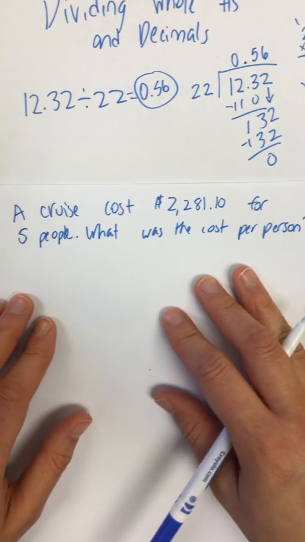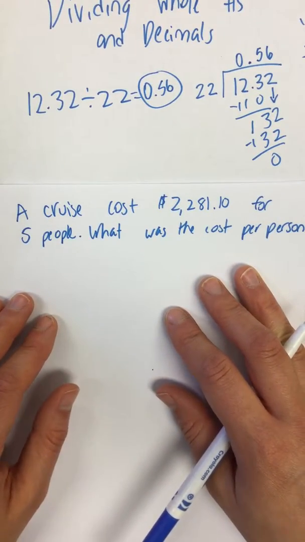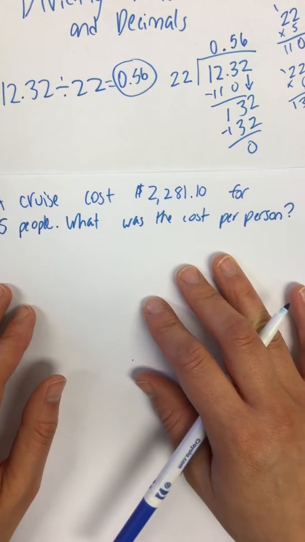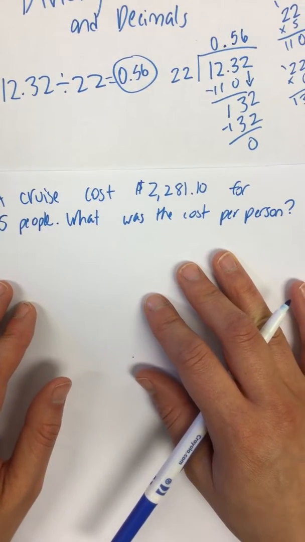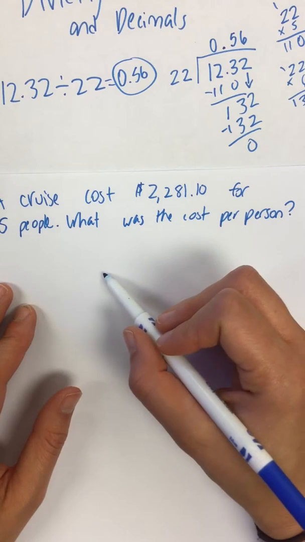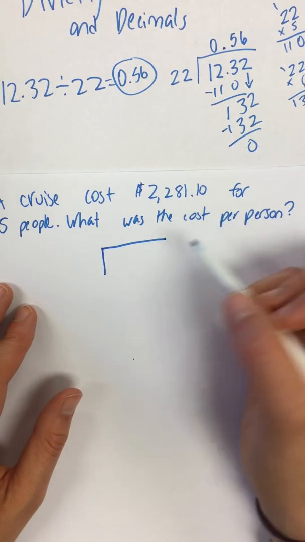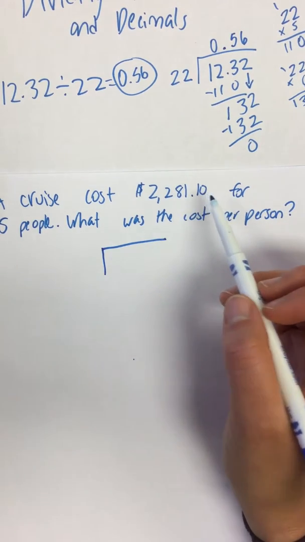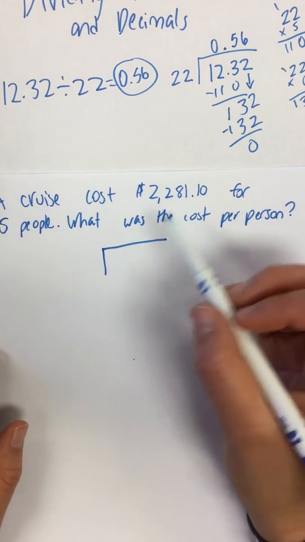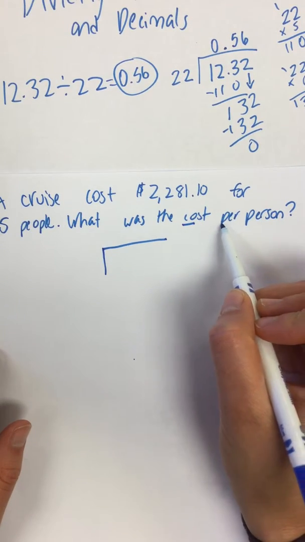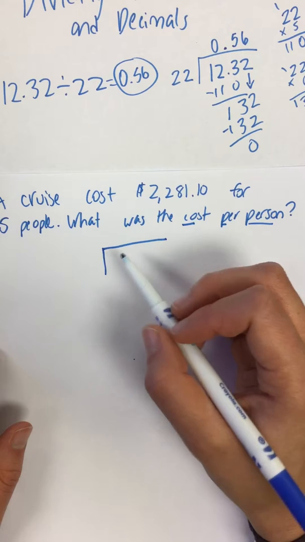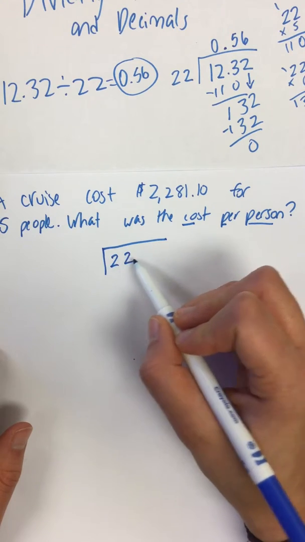Here's a word problem. These are usually hard for people. A cruise costs $2,281.10 for 5 people. What was the cost per person? They always get confused on what number goes on the inside when you divide. And I always say look for the whole. That's a good rule of thumb. But also cost per person: cost divided by person, so the cost has to come first.